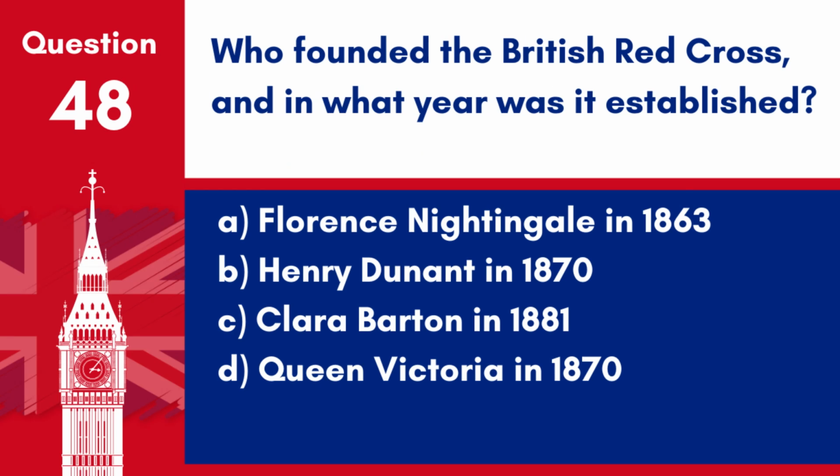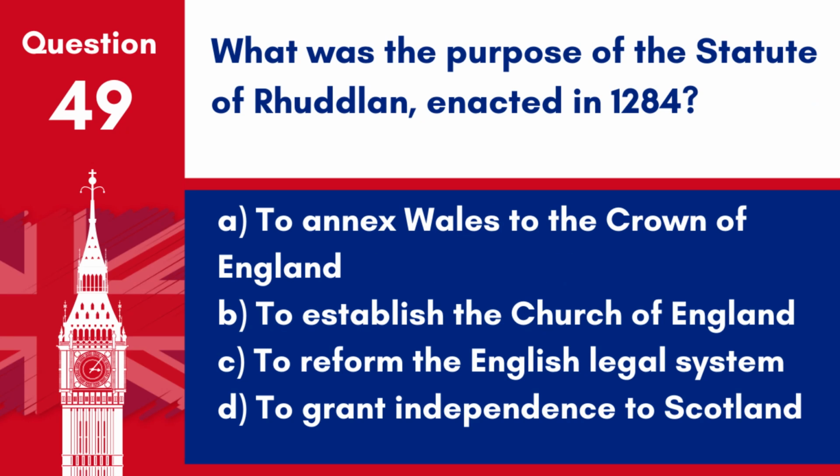Question 48. Who founded the British Red Cross, and in what year was it established? A. Florence Nightingale in 1863. B. Henry Dunant in 1870. C. Clara Barton in 1881. D. Queen Victoria in 1870. Answer: B. Henry Dunant in 1870. Although Henry Dunant is the founder of the International Red Cross movement, the British Red Cross was established in 1870, inspired by his ideas.